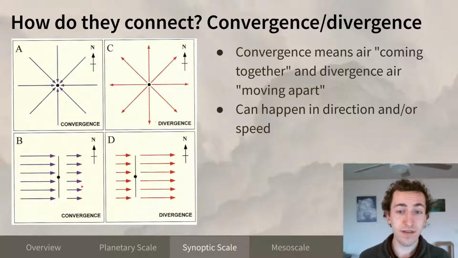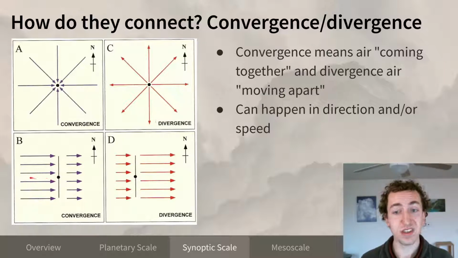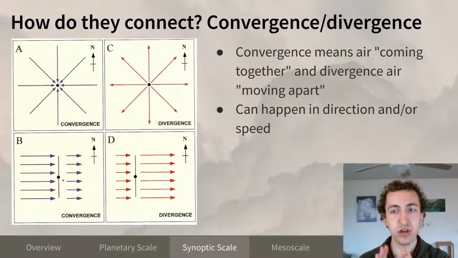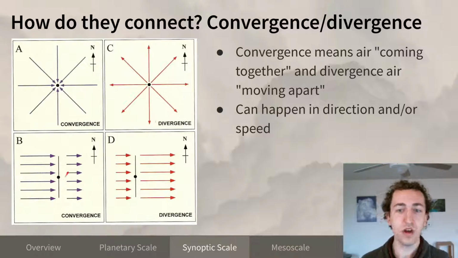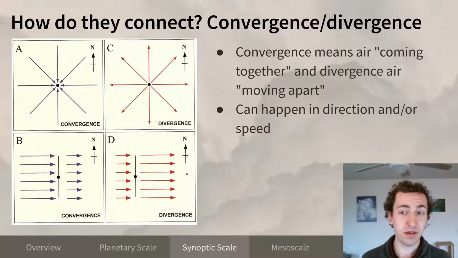Or, if we don't change direction, we can have changes in speed that give us convergence, where flow is slowing down, so it has to build up or converge as it's coming together more. Or it moves apart as it speeds up. Both of these are important to consider when we talk about convergence and divergence, because they both happen in the real atmosphere.